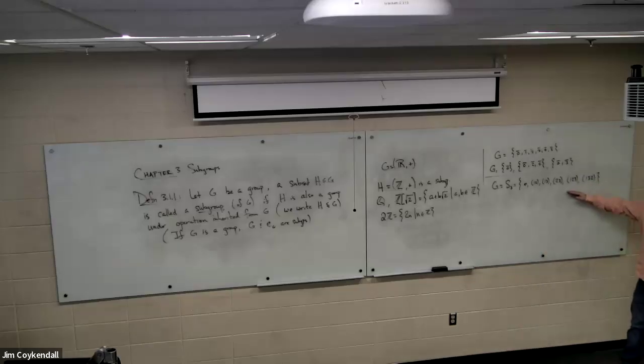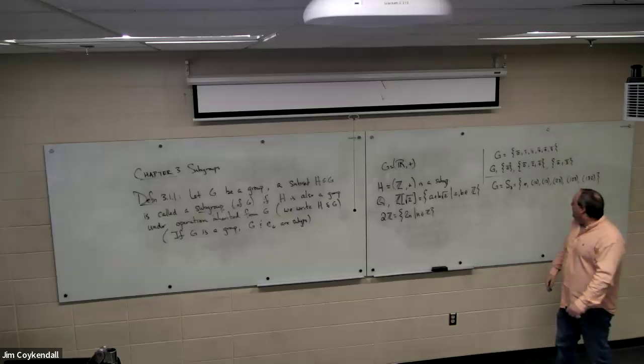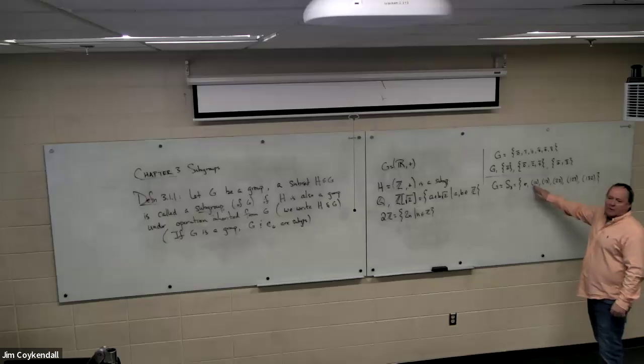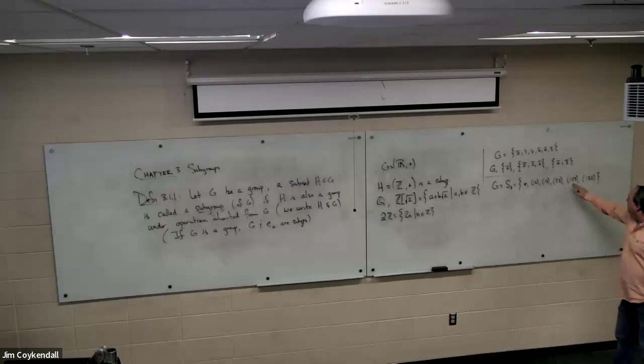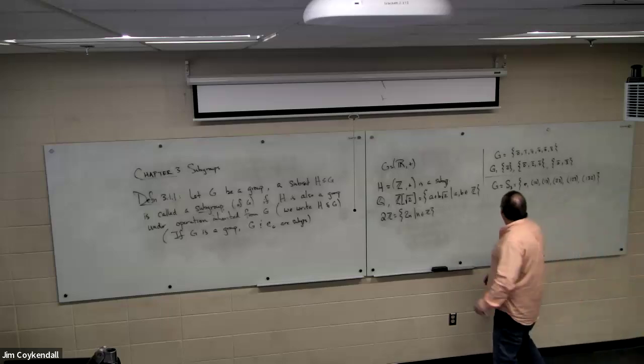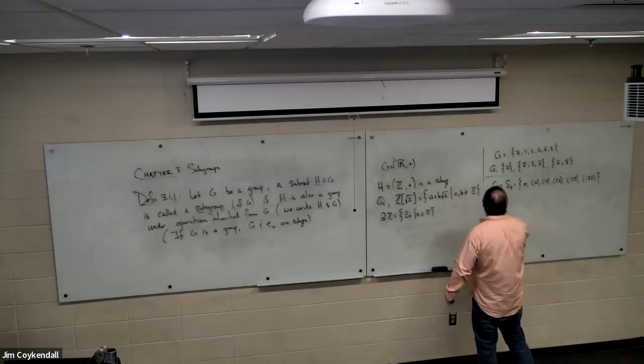Do you remember this? These are the one-to-one and onto functions from a set of 3 things to a set of 3 things. There were 6. This is the function that swaps 1 and 2 and leaves 3 alone, swaps 1 and 3 and leaves 2 alone. This one is the function that takes 1 to 2, 2 to 3, and 3 to 1. Remember all these animals? What are the subgroups of this? Again, you have G and the identity.